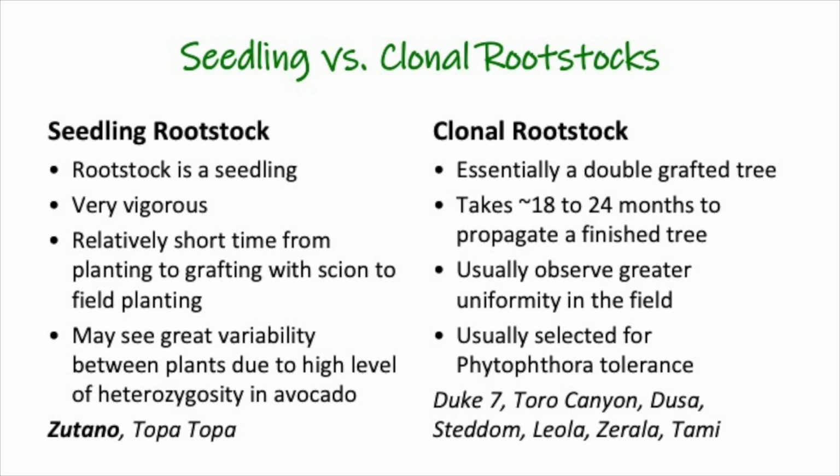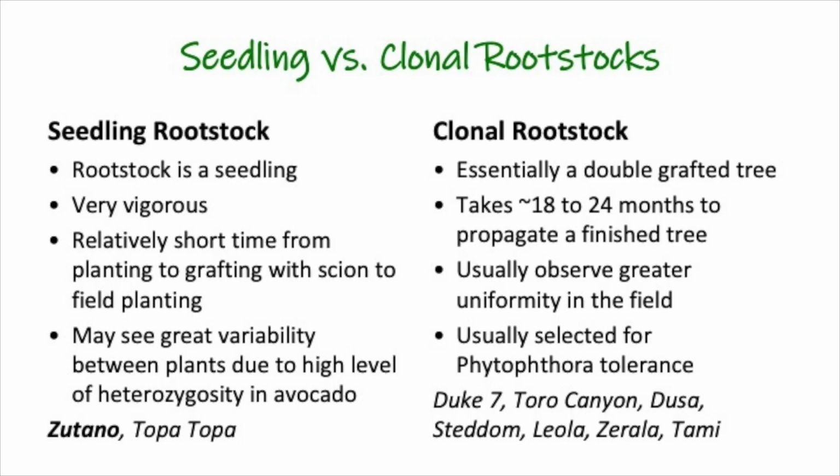But you may see great variability between plants due to this phenomenon we call high heterozygosity of avocados. Okay, so there's a lot. Avocado is considered to be only semi-domesticated. Unlike citrus, we don't have nucellar embryony, where you have low variability between seedlings. You have high variability between seedlings.